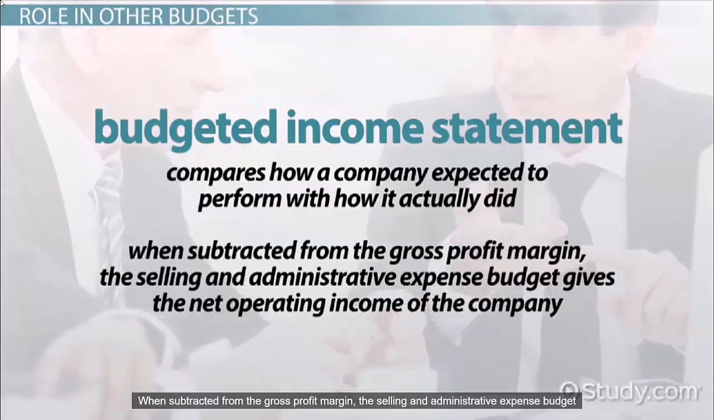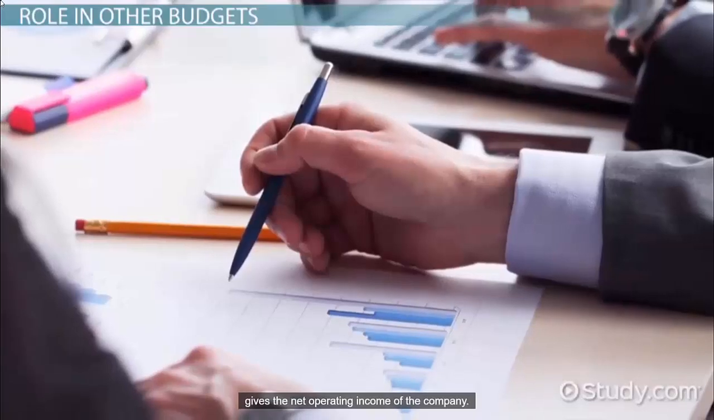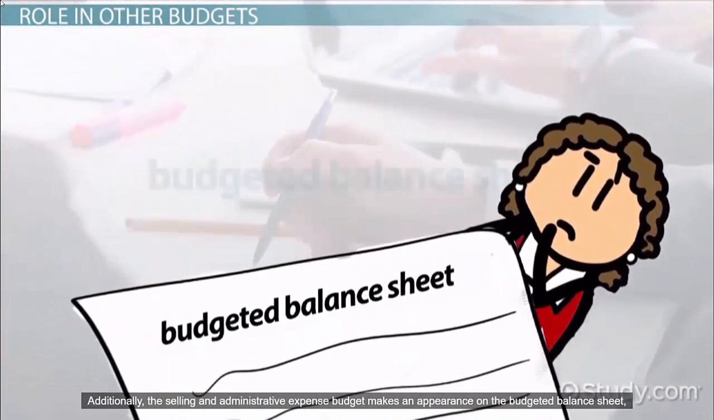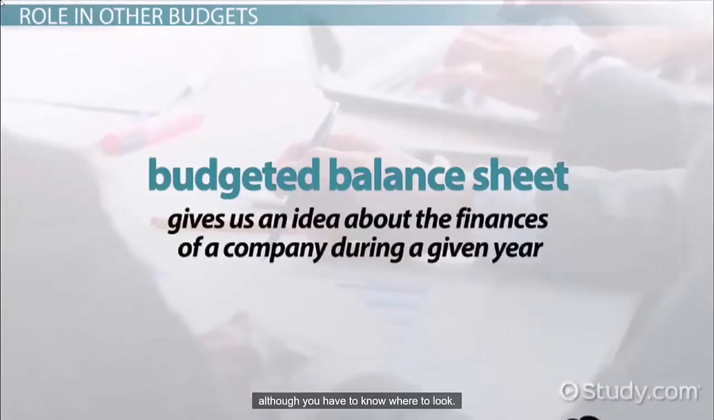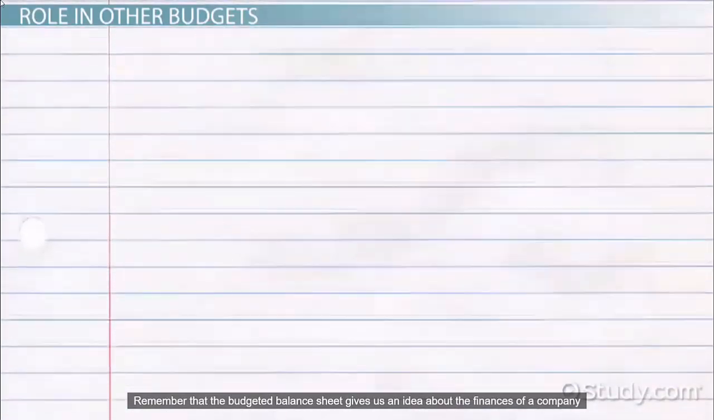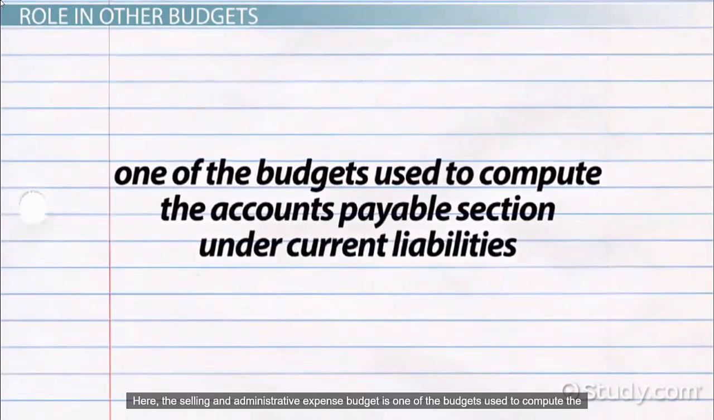Additionally, the selling and administrative expense budget makes an appearance on the budgeted balance sheet, although you have to know where to look. Remember that the budgeted balance sheet gives us an idea about the finances of a company during a given year. The purchases budget and schedule of cash payments are used for the current liability section of the budgeted balance sheet.